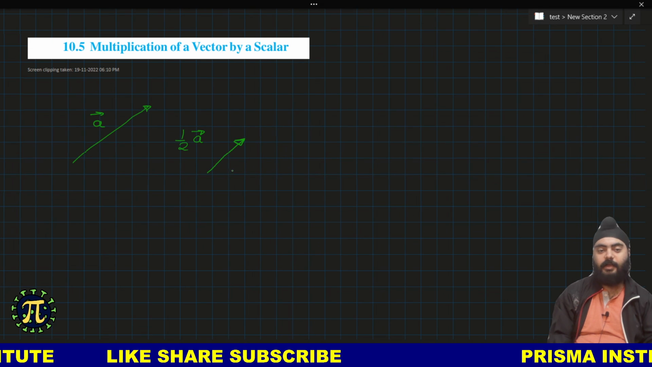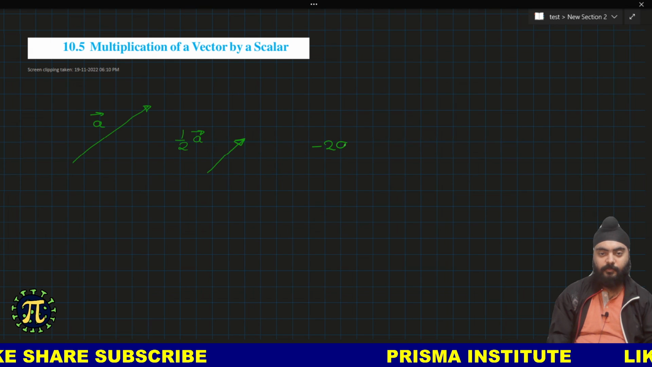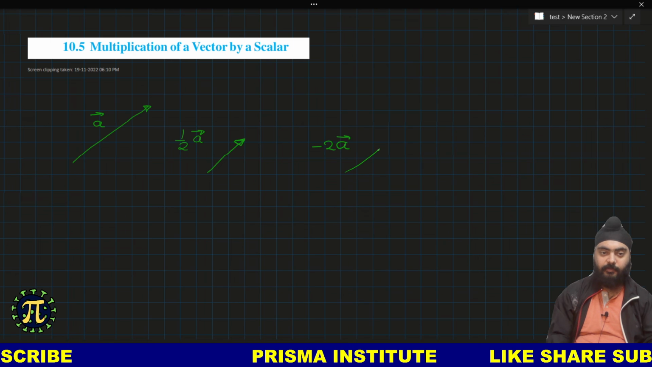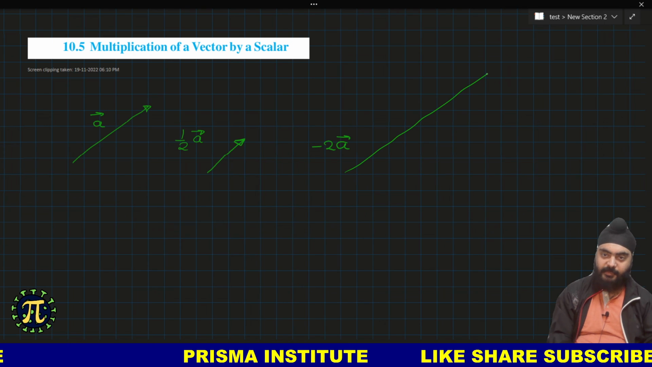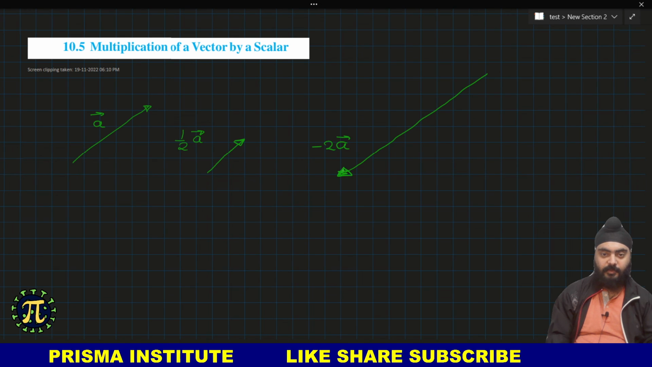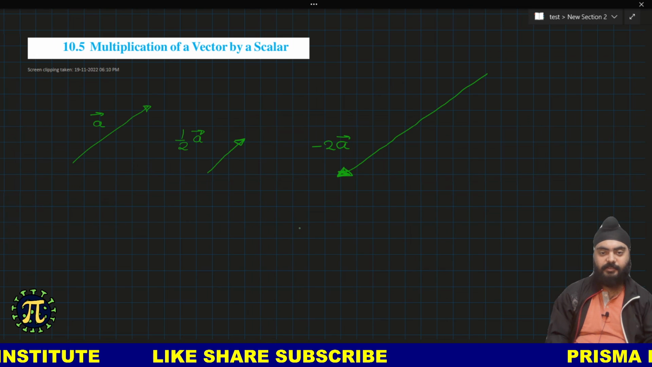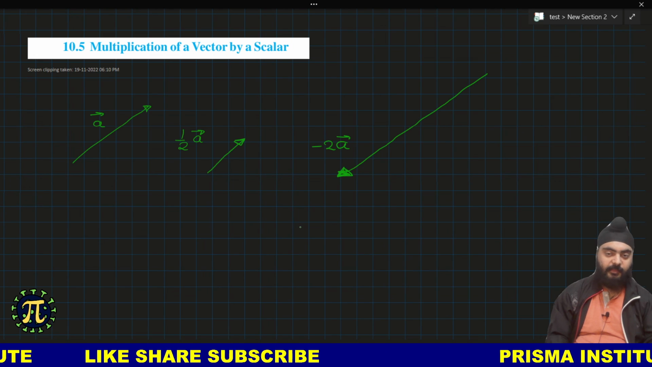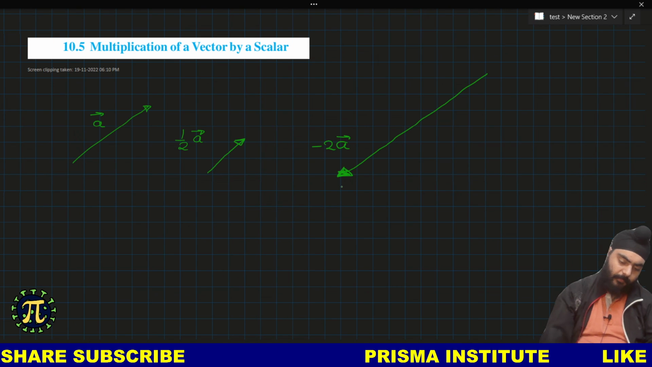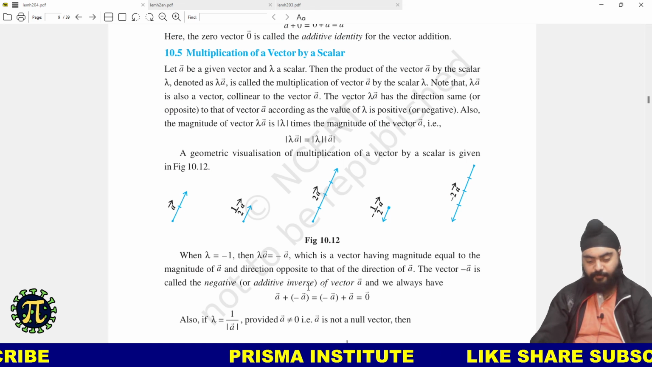Its length becomes half, and its direction does not change. But what will be -2 times a vector? The 2 signifies that the length will become double. But the minus means it is in the opposite direction of a. So now it will have the opposite direction, and the arrow will be at the opposite point. Nothing much here should be difficult.